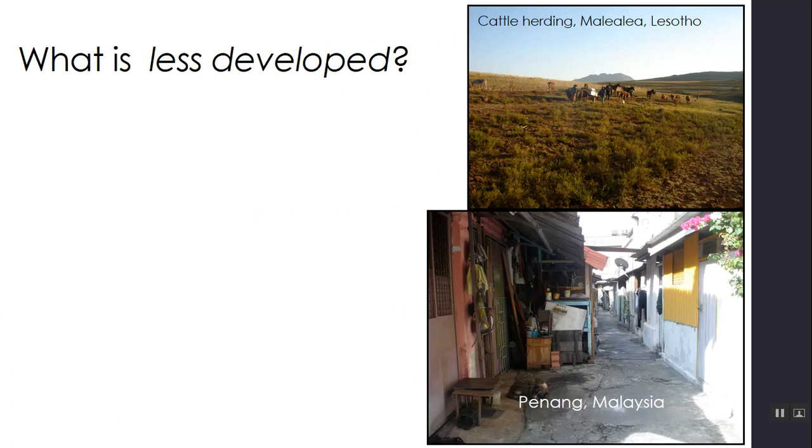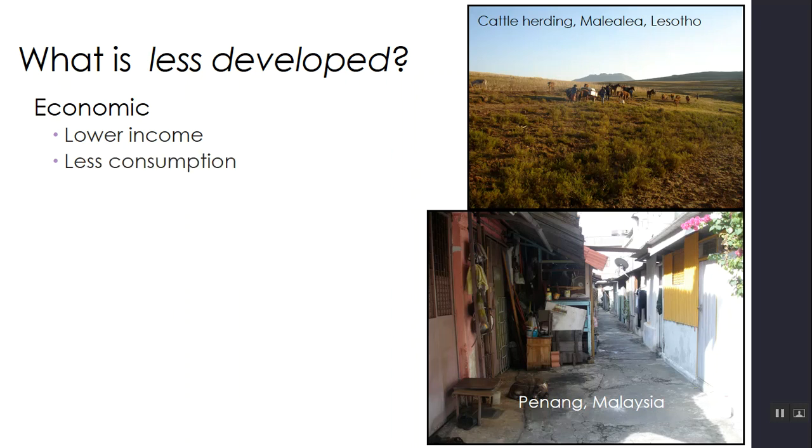And so, what do I mean by less developed, right? We talked about more developed. Economically, you're going to have a lower income. You're going to use a lot less resources, have a lot less consumption. And so, you're going to eat less food, use less water, buy less clothes, use a lot less energy.